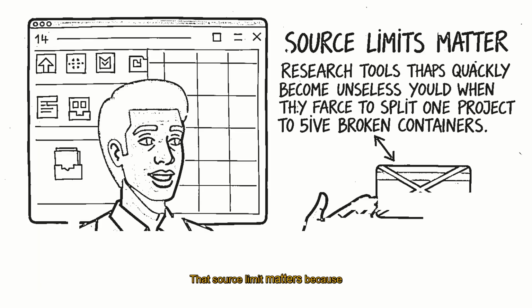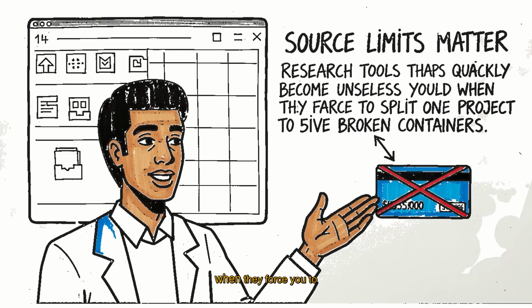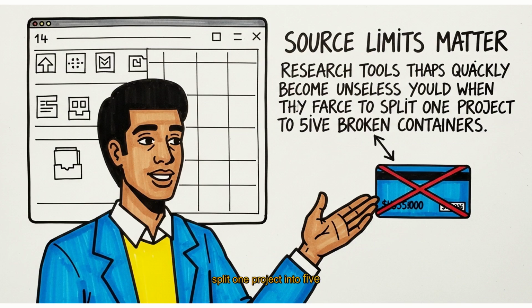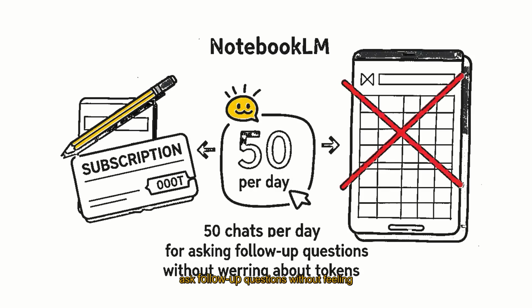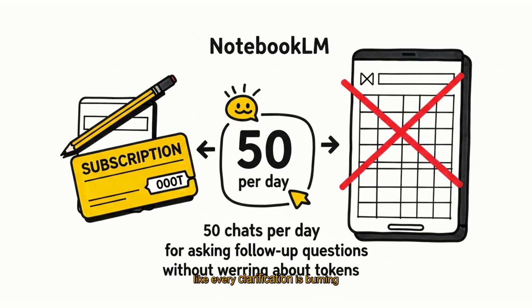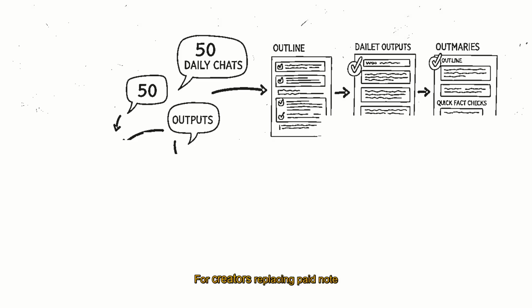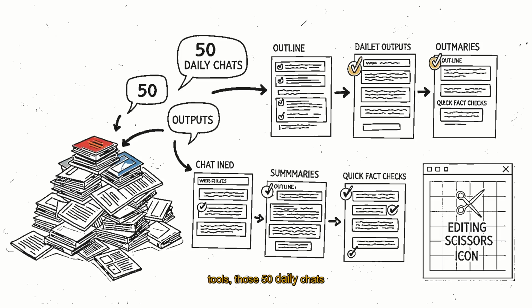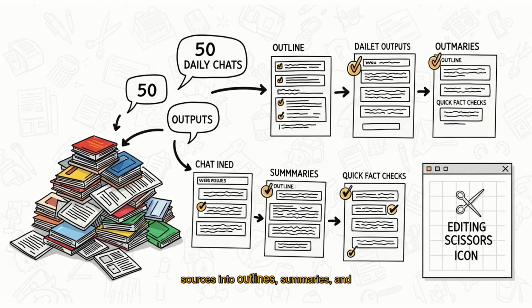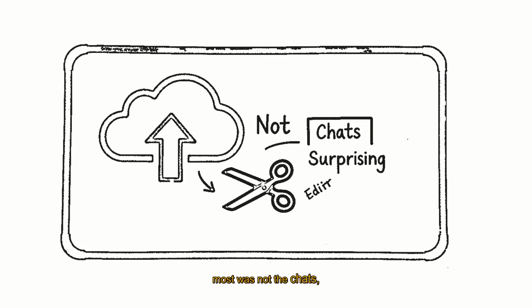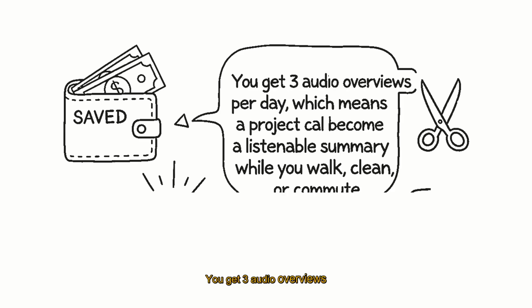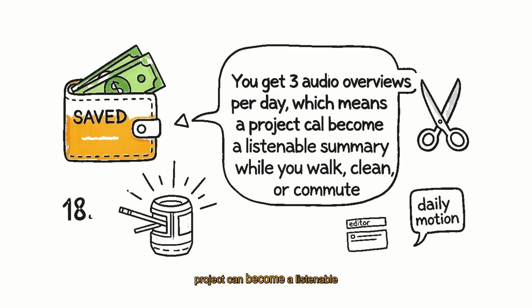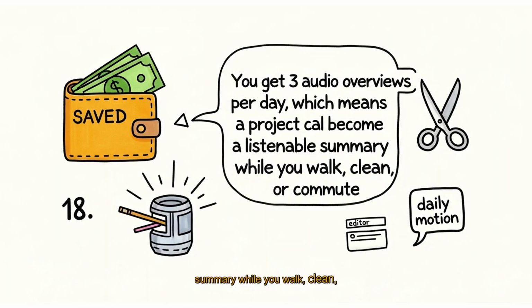That source limit matters because research tools become useless fast when they force you to split one project into 5 broken containers. NotebookLM also gives 50 chats per day, so you can ask follow-up questions without feeling like every clarification is burning a rare token. For creators replacing paid note tools, those 50 daily chats help turn a pile of sources into outlines, summaries, and quick fact checks. The part that surprised me most was not the chats, but the built-in outputs that feel like mini production tools. You get 3 audio overviews per day, which means a project can become a listenable summary while you walk, clean, or commute.